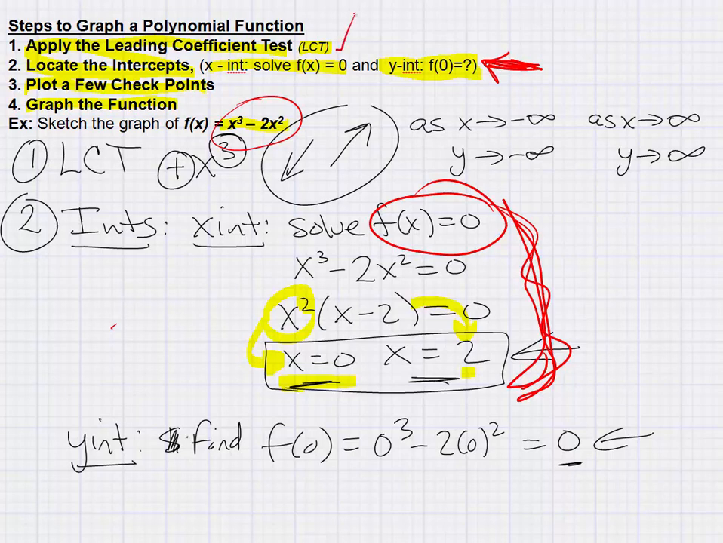The leading coefficient test is never going to be that difficult. Look at the degree, look at the coefficient in front, you're done. Plotting checkpoints is just a matter of plugging numbers in. The y-intercept is finding f of 0. That's easy. It's this step right here, finding f of x equals 0, finding the zeros, that can get tricky. So we'll look at that a little bit closer.